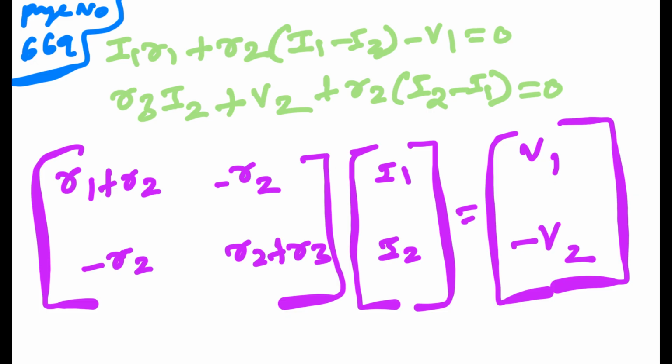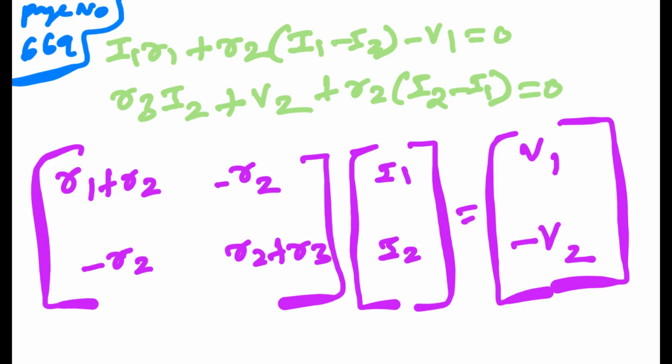For the second equation, I2 current flows through R3 and the voltage is plus to minus, a drop, so put a plus sign on the left side. Plus R2 into I2 minus I1, because I1 is opposite to I2. So R2 into I2 minus I1 is equal to V2.